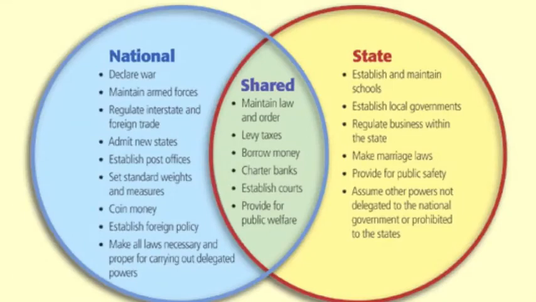The government operates under federalism, which is when the state government and the national government share powers together and govern the people accordingly with their own powers. As you can see in this image, it shows the powers of the national government, the state government, and the shared powers between them.